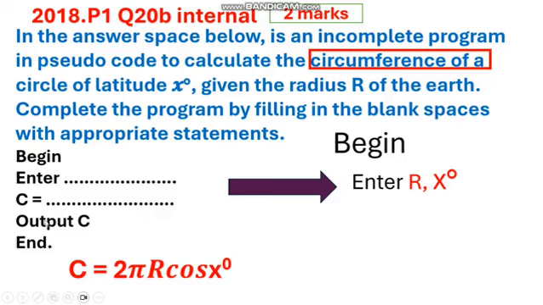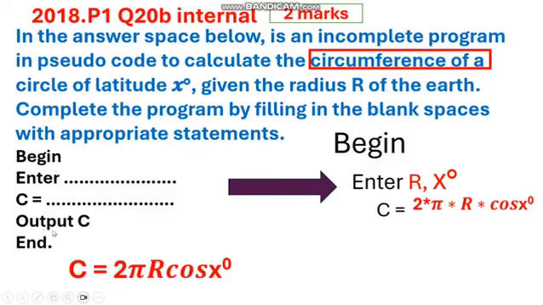Then from there we need to show the process or the formula on C. So this C, we are just going to write this formula with putting the asterisk, which is the multiplication. So 2 times pi times radius times cos x degrees. This is what we are going to write as the process there. So we are going to write C equal to 2 times pi times r times cos x degrees.